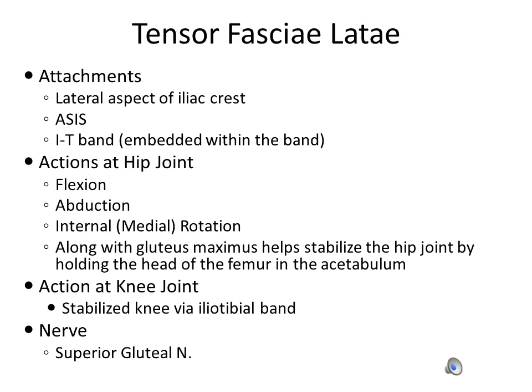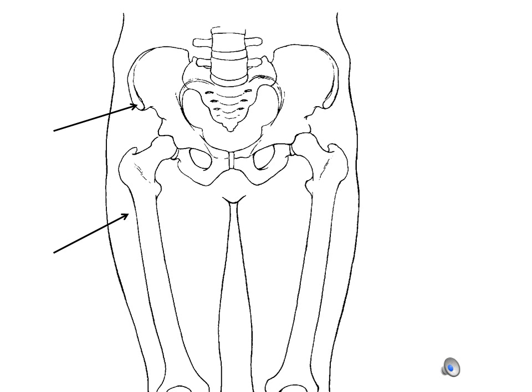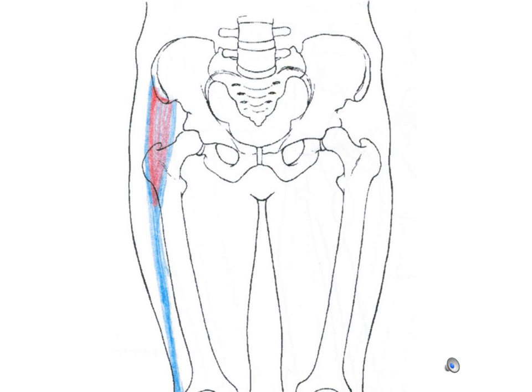The tensor fascia latae also has action at the knee joint to stabilize the knee due to its attachment to the iliotibial band. The tensor fascia latae is innervated by the superior gluteal nerve. Pause the lecture to draw in the muscle attachments and the muscle belly of tensor fascia latae. How does your drawing compare? Note that the muscle belly in red is embedded within the IT band.